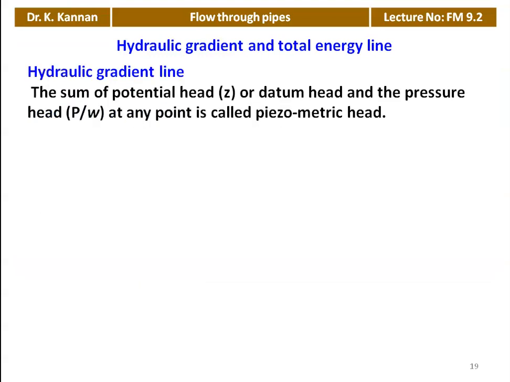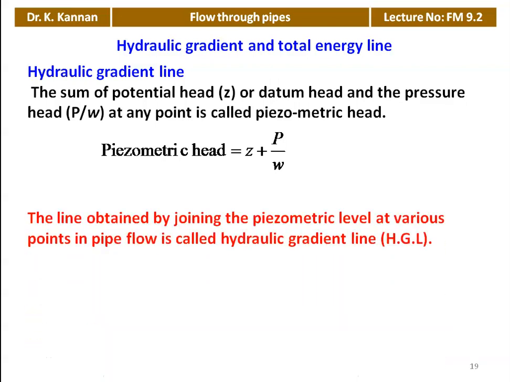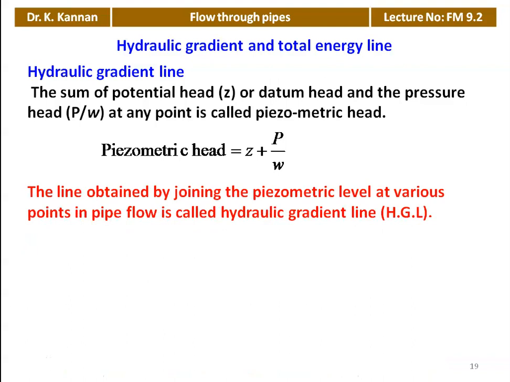Hydraulic gradient line: the sum of the potential head, or the datum head, and the pressure head at any point is called the piezometric head. So the piezometric head equals Z plus P by W. Z is the datum head or the potential head, and P by W is the pressure head. W is the specific weight, rho into g. The line obtained by joining the piezometric levels at various points in the pipe flow system is called the hydraulic gradient line. So, at different points in the pipeline, we calculate the piezometric head.